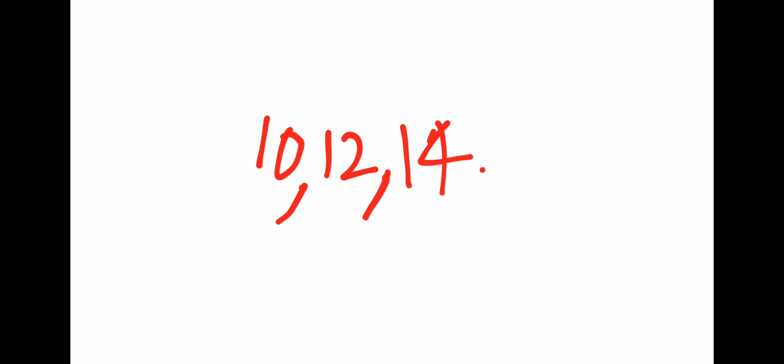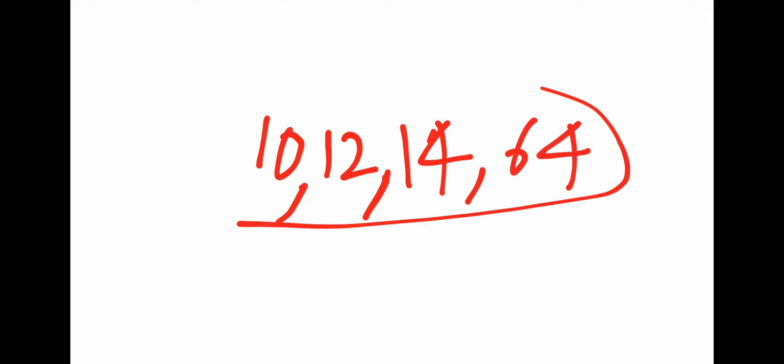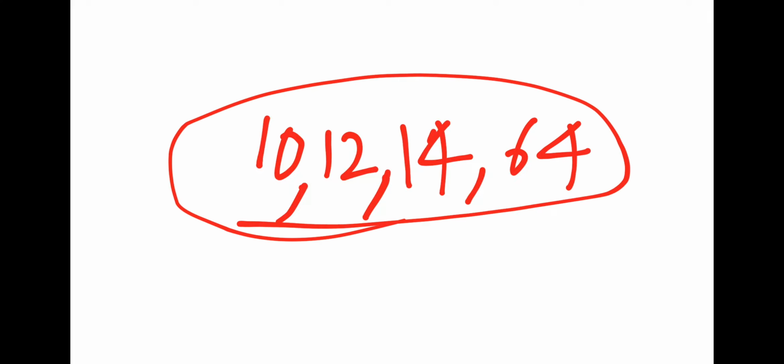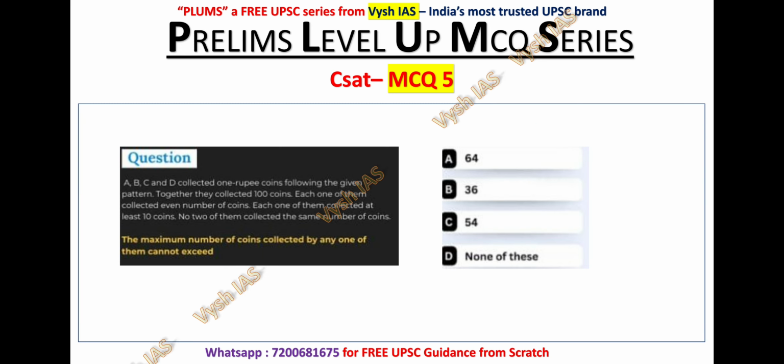The least number of coins one can have is 10 as per the question, and no two of them possess the same number of coins. Hence, for one person to have the maximum number of coins, the distribution should be such that one person has a huge number of coins. So at least 10, next can be 12, next can be 14, and the last can be 64, so that the sum becomes 100 and the maximum number of coins is 64. So 64 is the correct answer for MCQ number 5, and option A is the correct answer.